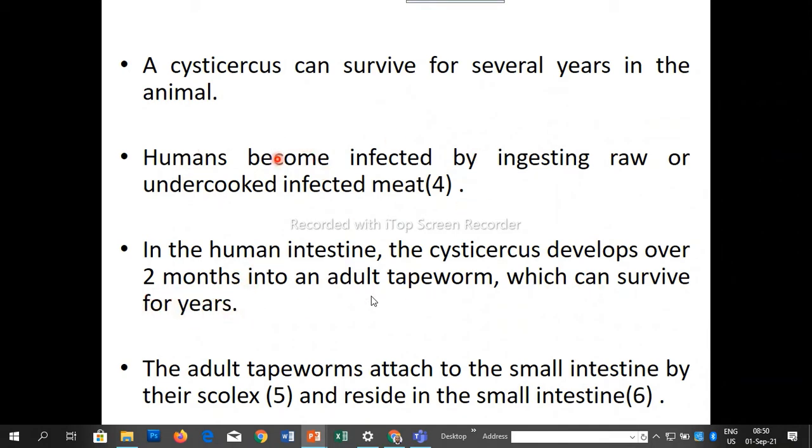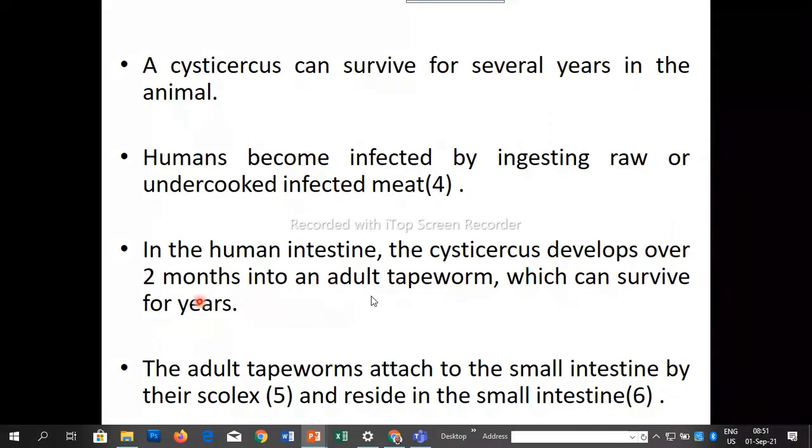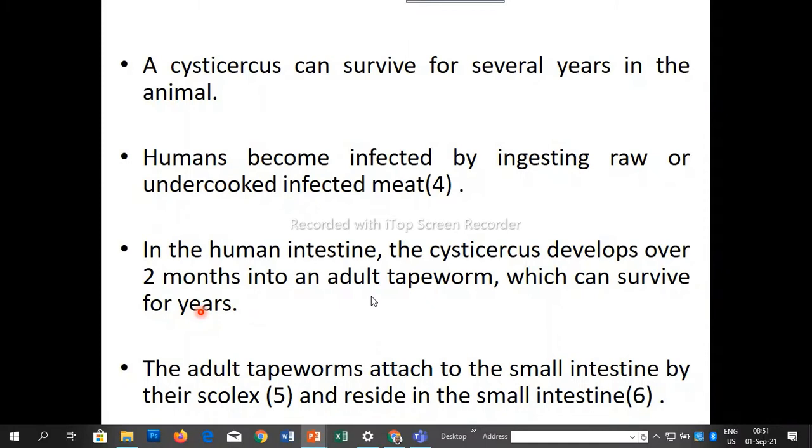But in the animal, the cysticercus will not develop into a mature worm. That's why animals, pig or cattle, are intermediate hosts. They are not definitive hosts. But the human being is the definitive host, where it is different. Because in the human intestine, the cysticercus will develop over 2 months into an adult worm, which can survive for several years.